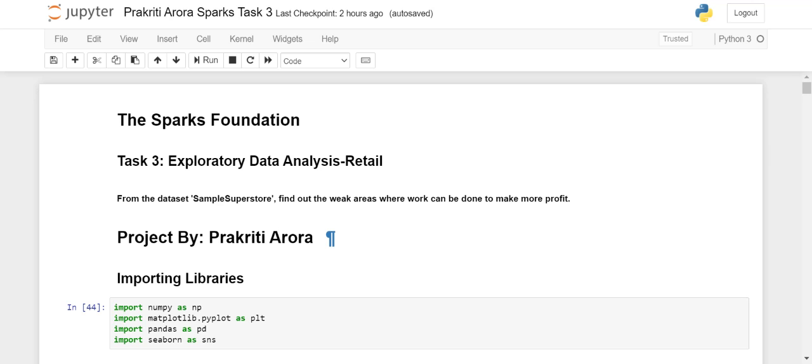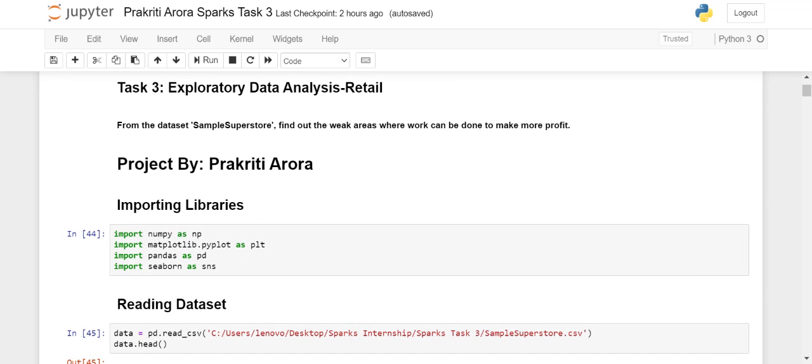Exploratory data analysis, or EDA, is an approach to analyze data sets to summarize their main characteristics, usually with visual methods. EDA is used for observing what the data can tell us before modeling of the task. Now, let's move on to the code.